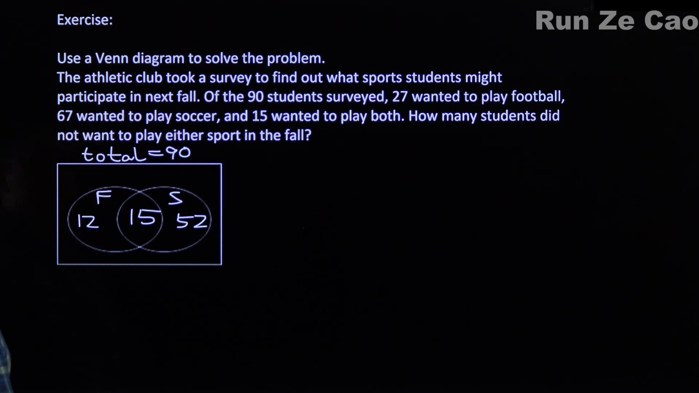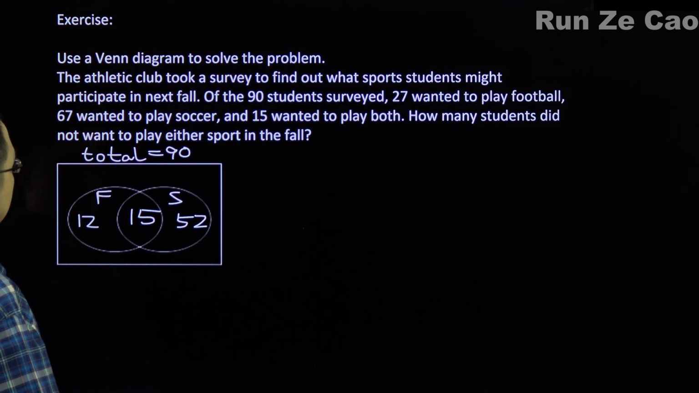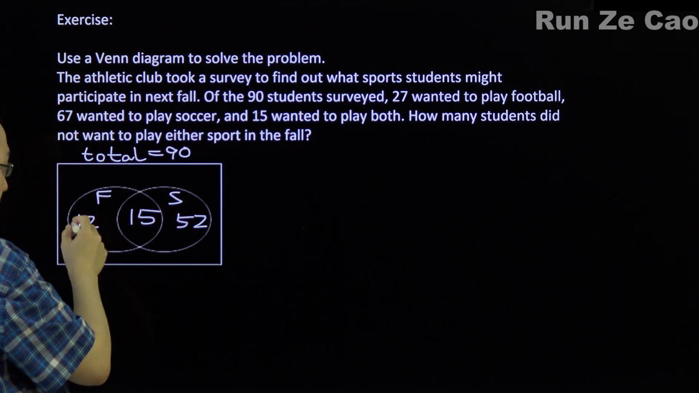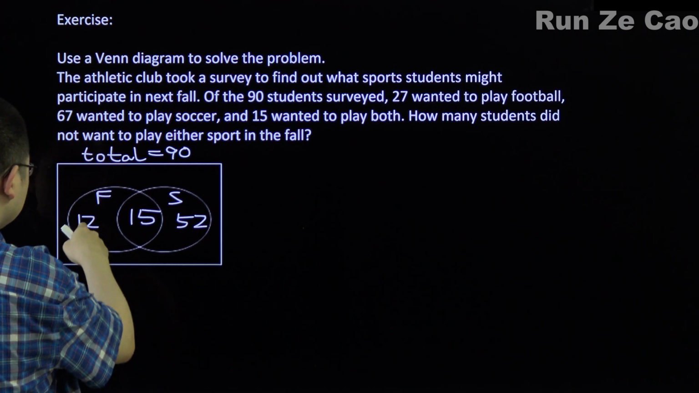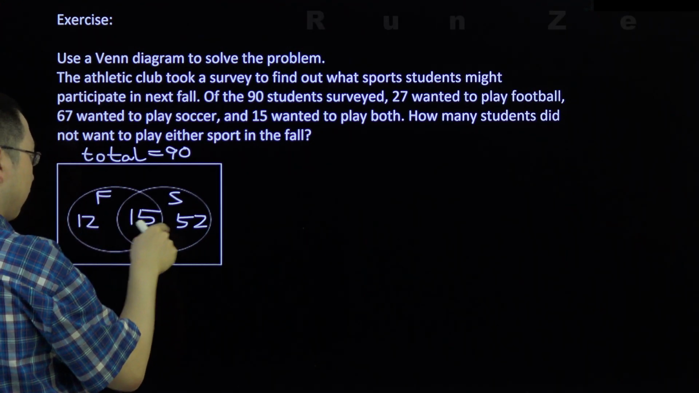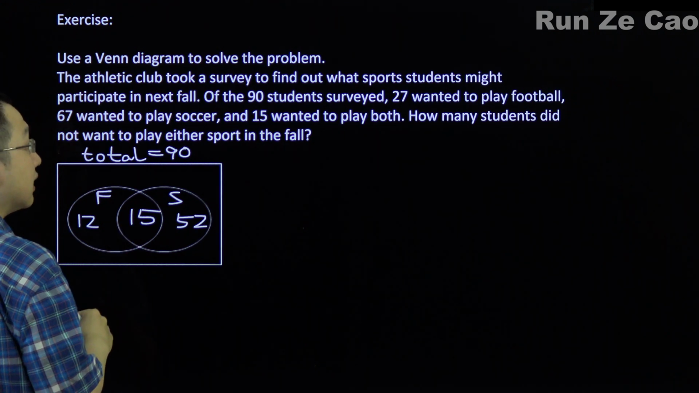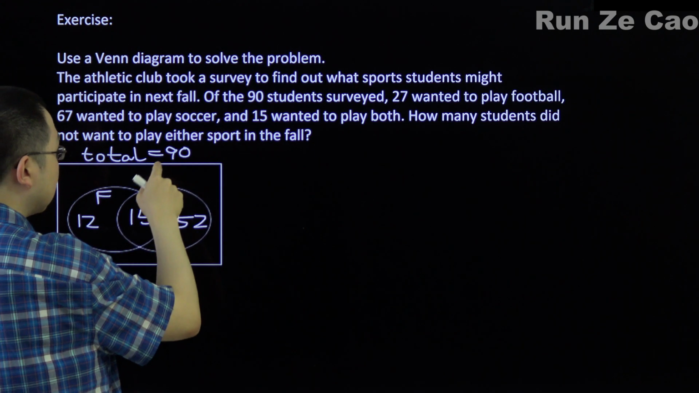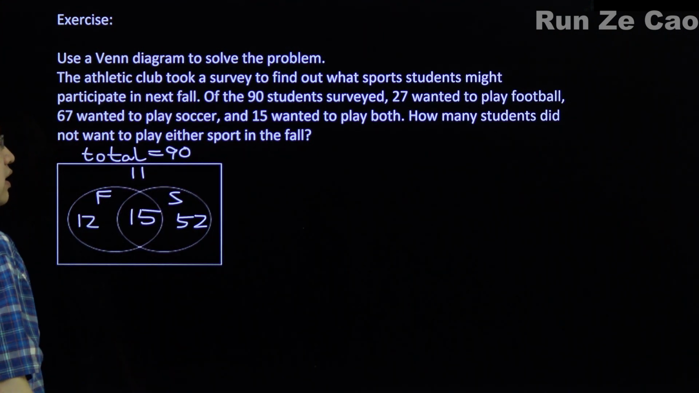How many people did not want to play either sport in the fall? Well, 90 minus all these people. So how many are there? 2 plus 5 plus 2 gives us 9. 1 plus 1 plus 5 gives us 7. So 79. Okay, so 90 in total minus 79 leaves us 11 who chose neither.